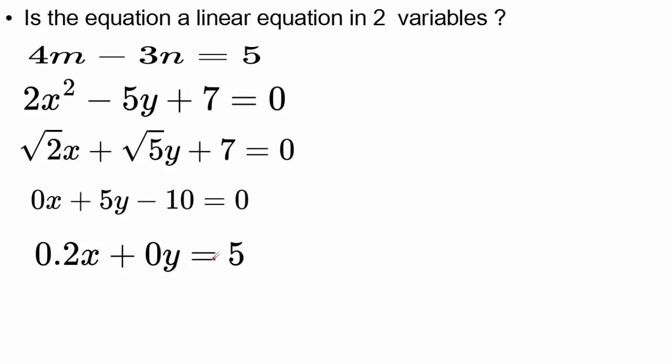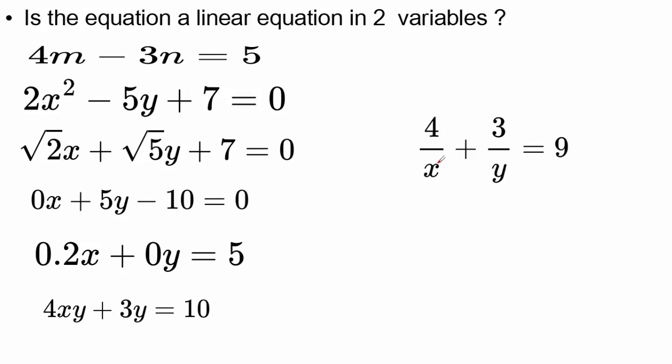0.2x plus 0y equal to 5. Here also both variables are x and y. The degree of both terms is 1 and the coefficient of x is not 0. That's why it is a linear equation. 4xy plus 3y equal to 10. In this equation, x and y are two variables, but the term 4xy has degree 2. The degree of x is 1, the degree of y is 1, and hence the product term has degree 1 plus 1, that is 2, and hence it is not a linear equation in two variables.